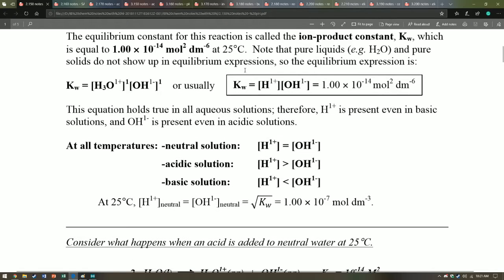And at all temperatures, the following is true. A neutral solution will have equal amounts of H plus and OH minus. An acidic solution will have more H plus than OH minus, and a basic solution will have more OH minus than H plus.